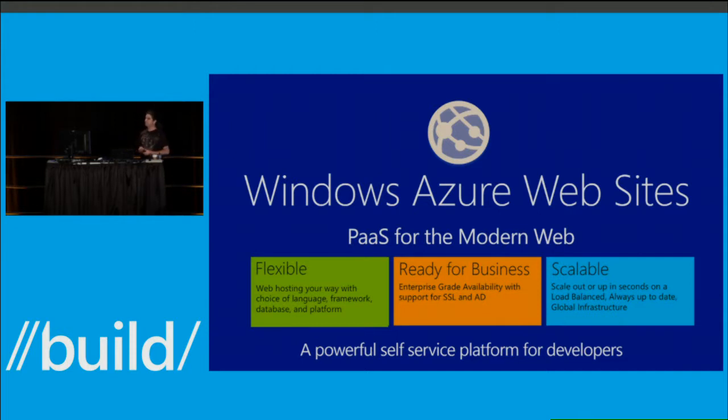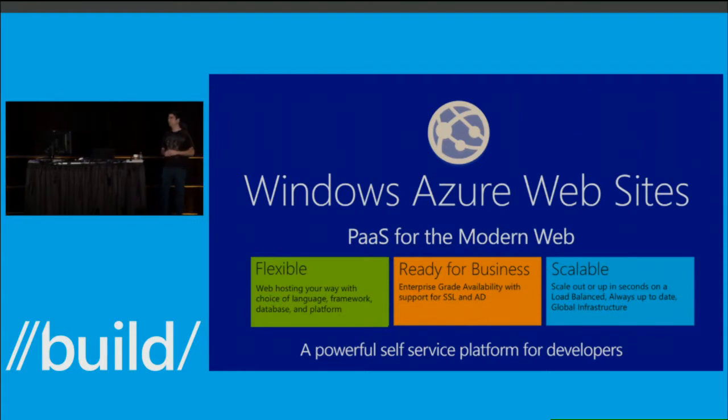Basically, Windows Azure websites. It's a kick-ass platform as a service for modern web. It's flexible. You can run basically whatever you want. You can run .NET, PHP, Python, Node. We're working on some other stuff along the way. You can choose any database that you want. Just a regular website. You go in and deploy, and you have fun.